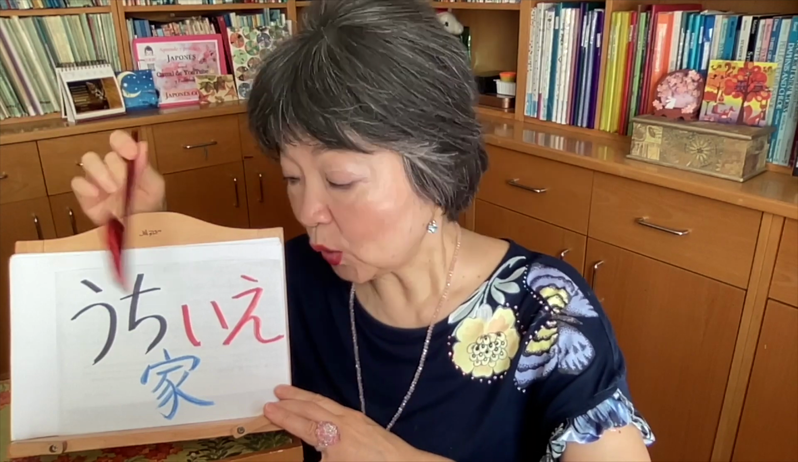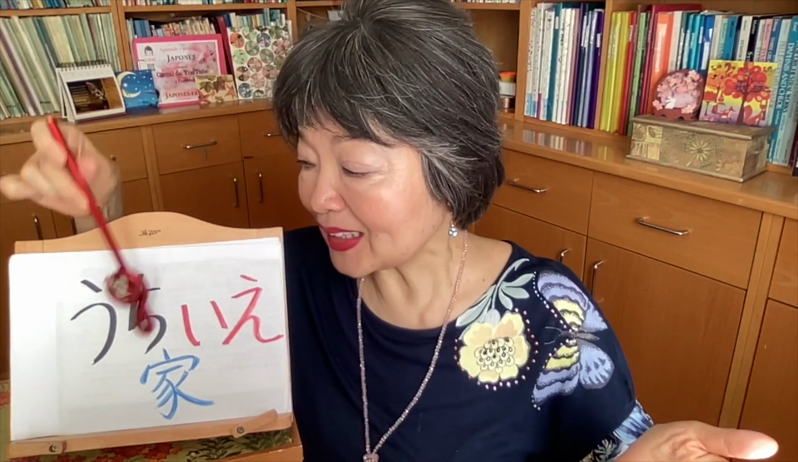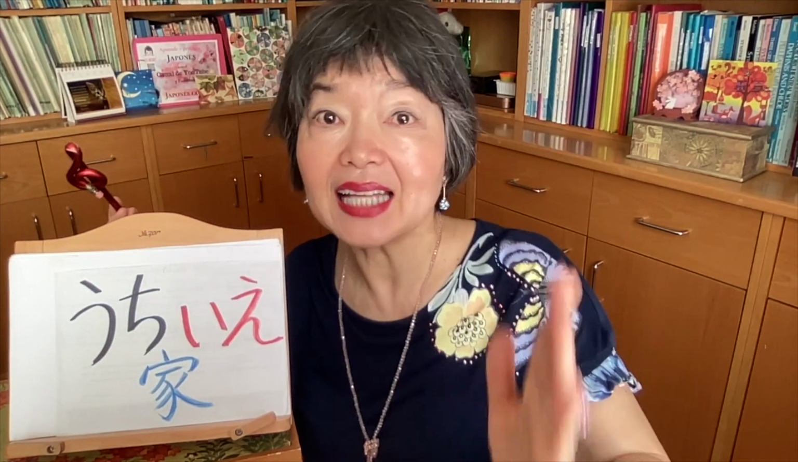Another difference: when we say ie, we usually write with this kanji. But when we say uchi, we usually write with hiragana to separate. This is uchi, my home, and ie in kanji. We use this word uchi to describe my family members or my household. So the sound is warmer than ie. Ie is the building, the house.